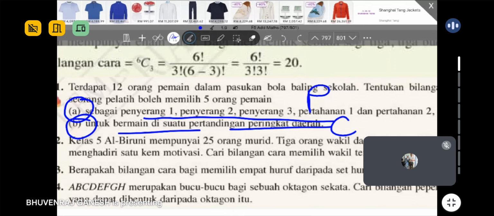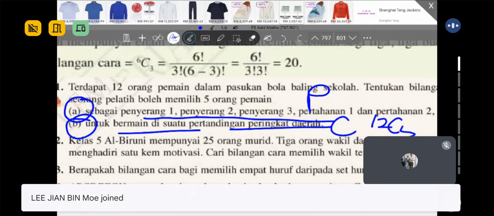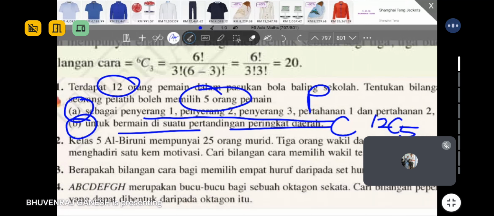Satu lagi cara untuk kamu identify. Okay, so the jawapan is simply 12, C, 5. Okay, because total 12, choose 5. So that is for question B.